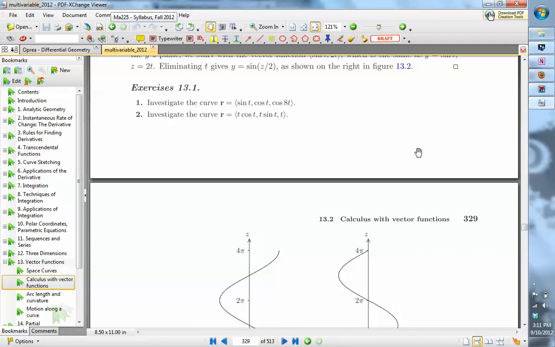Investigate the curve r equals sine t, cosine 8t. All that word means is understand it. What shape does it trace out? Do you understand how the coordinate functions are related to the shape? You've seen this one, right? Describe it to me.